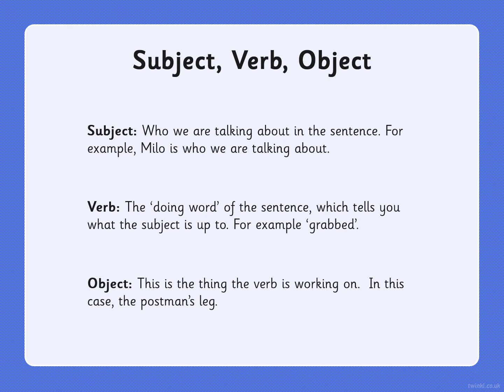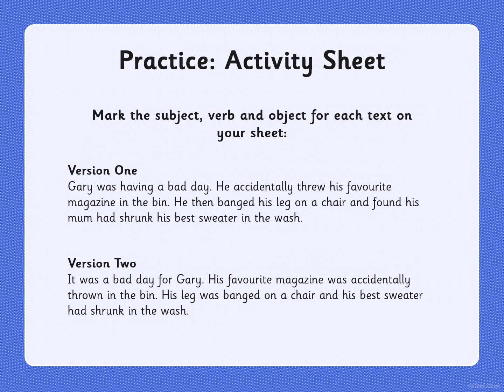So, subject, just a reminder who we are talking about in the sentence. So, Milo. The doing word is the verb, so grabbed, and this is the thing that the verb is working on, so the postman's leg. Okay, so you've got 2 versions of text here. Okay, you need to make the subject, verb and object for each text on your sheet. All right, pause the text and give it a go.